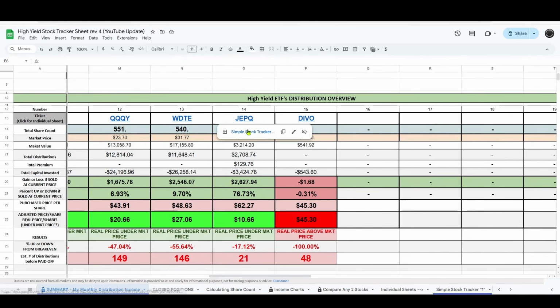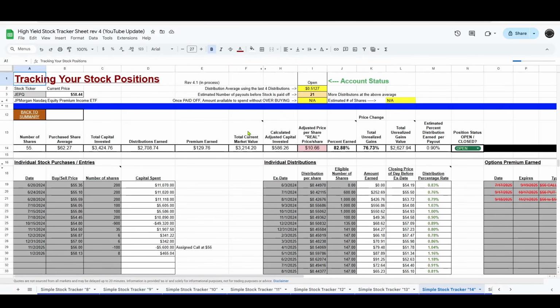And we can look right here, and we can jump straight to my individual stock tracker sheet for JEPQ just by simply clicking that link. And it takes you right to that individual sheet. And right here is that purchase I did make. And that was at $58.13 per share, and I bought 8 shares. It's currently at $58.44, but it did raise that real price per share.